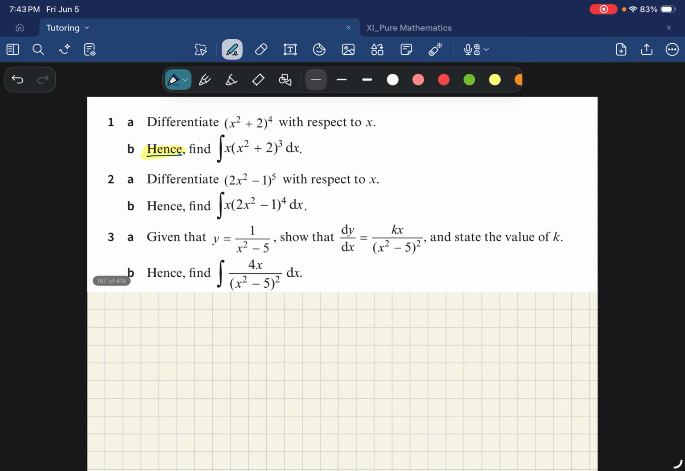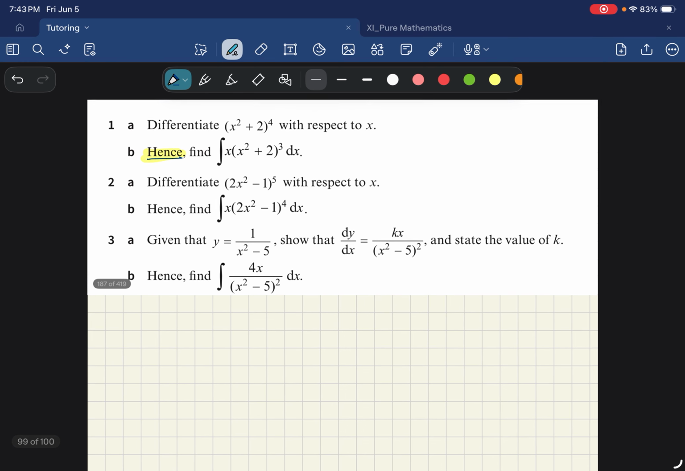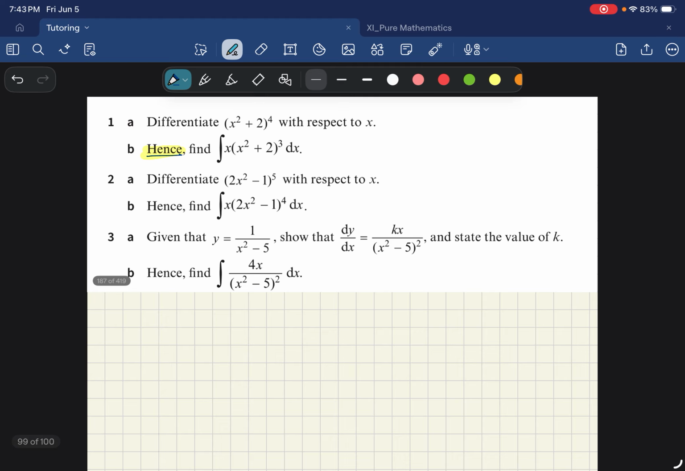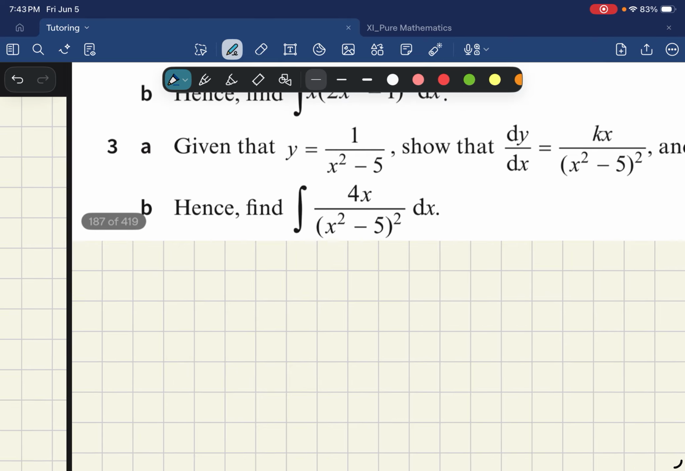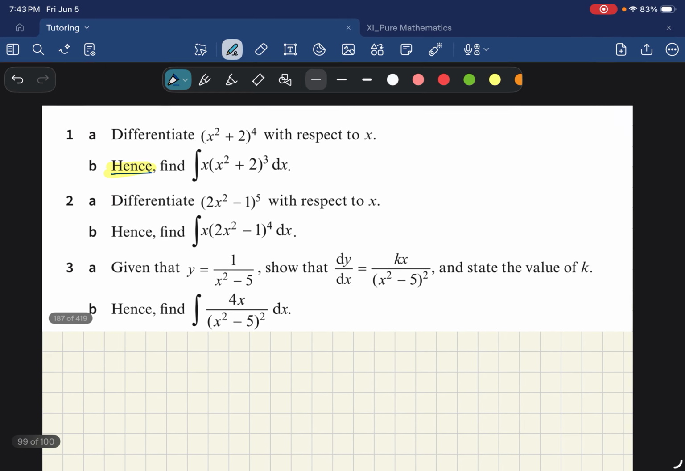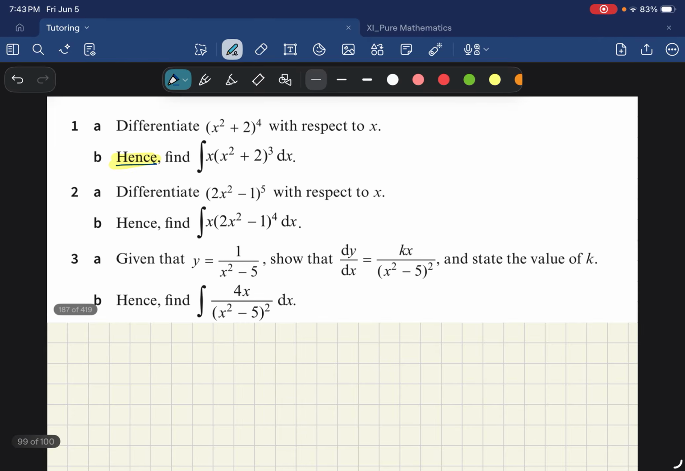Now, what does hence mean? Well, they're expecting you to use the result from part A. That is what it means. And for Cambridge, usually the answer that you get for part A will be used for part B. That is something you want to remember. These questions are not independent. They're asking you to remember the result and probably use it here.